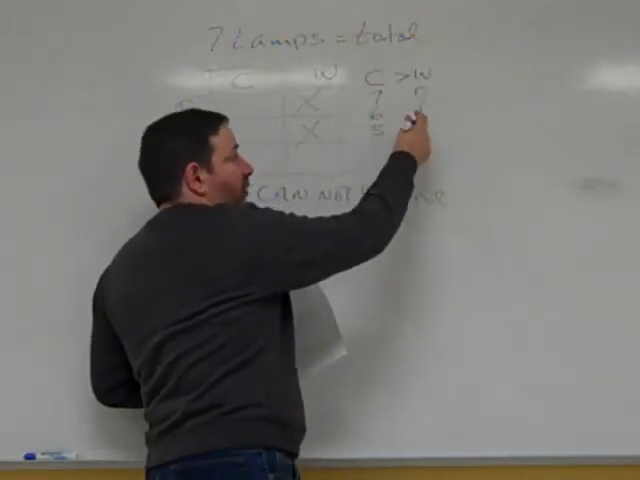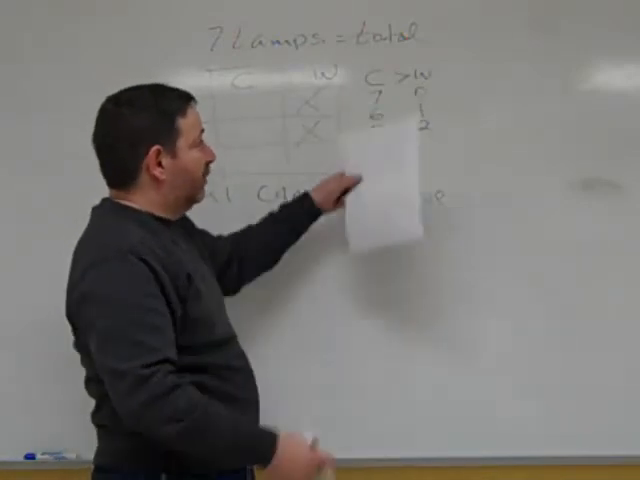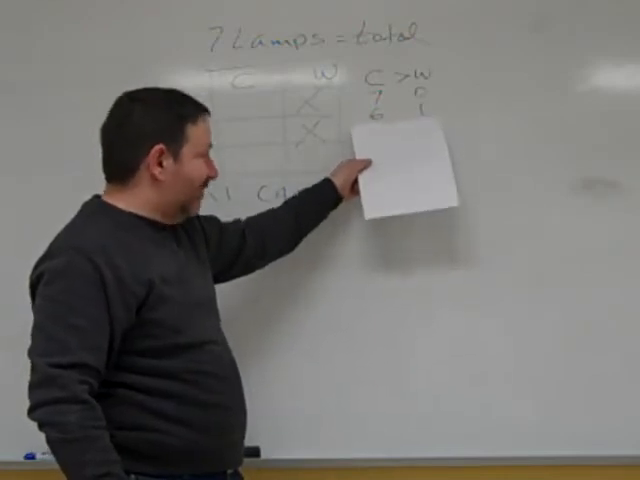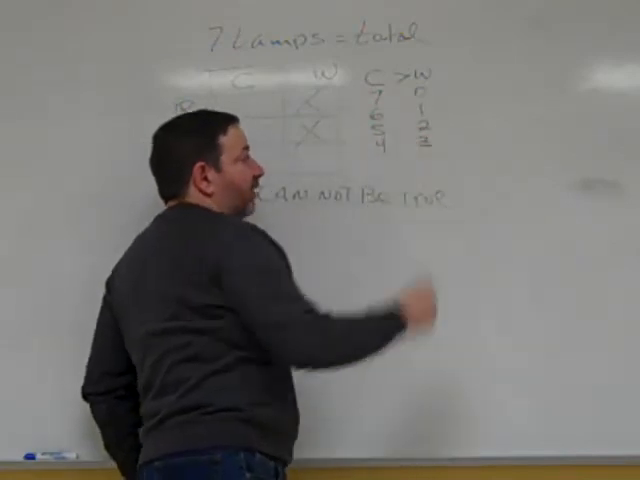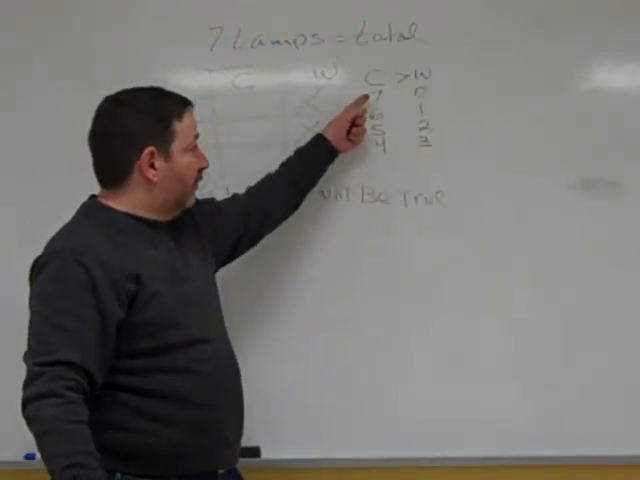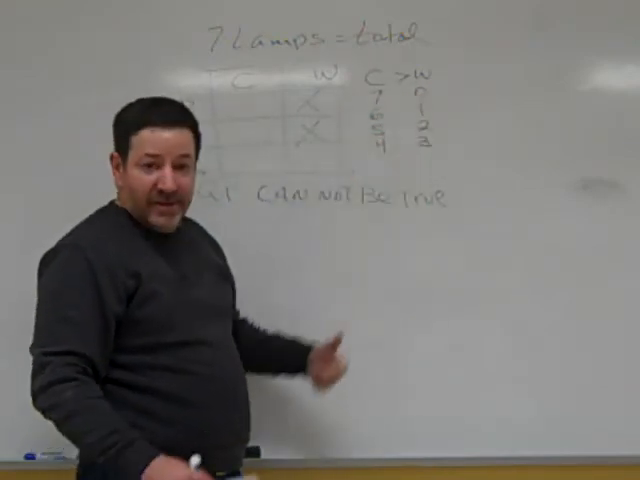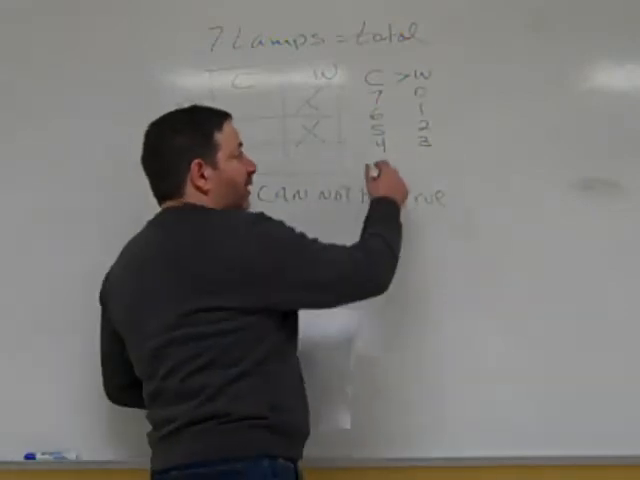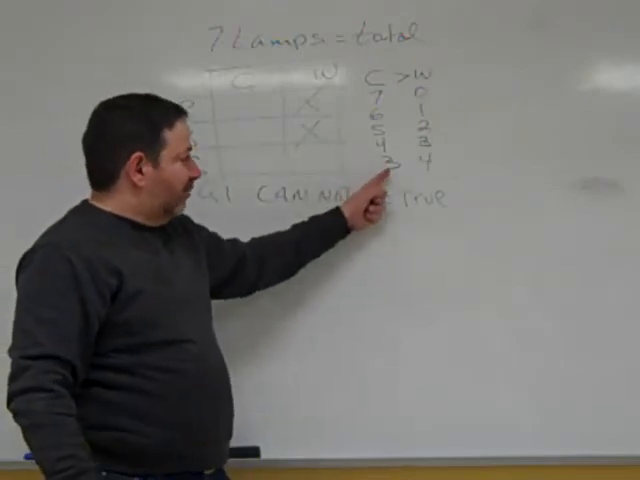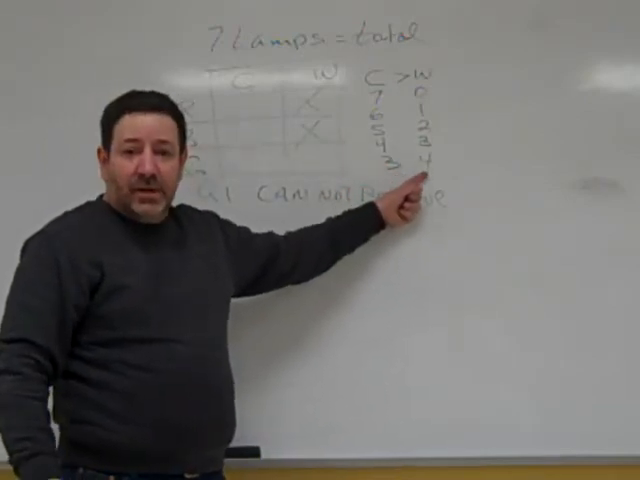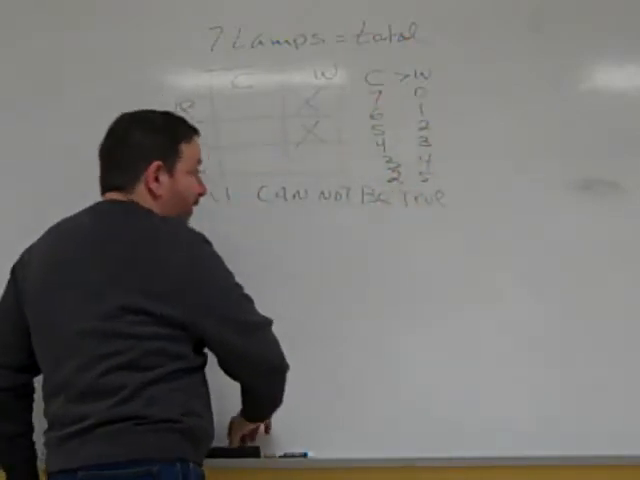5, 2. Notice 7 plus 0 is 7. 6 plus 1 is 7. 5 plus 2 is 7. 4 plus 3 is 7. And notice so far, 7 is bigger than 0, 6 is bigger than 1, 5 is bigger than 2, 4 is bigger than 3. And then you try 3 and 4, and you say, no. The number of ceramics is actually less than the number of wooden base lamps. Same argument with 2 and 5, etc. These are gone.